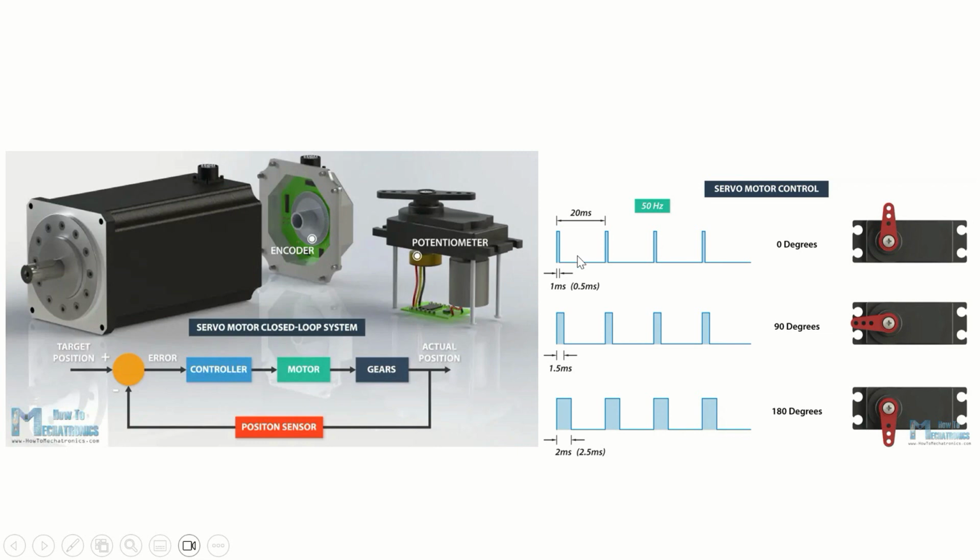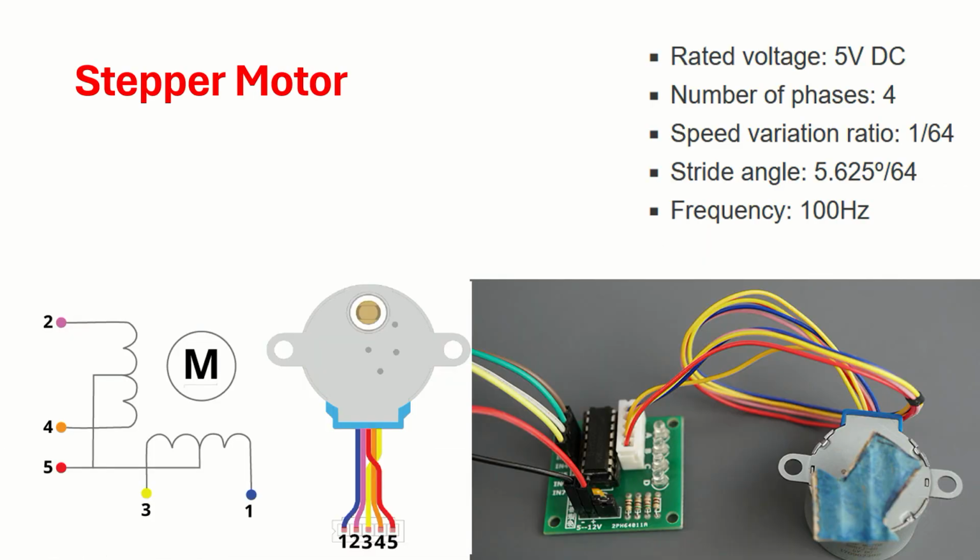Like I was saying, if you look at the pulse pattern with an interval of 20 milliseconds, so 50 hertz, that is the speed you can achieve, because between one pulse and the next pulse, the delay involved is 20 milliseconds. So 0.5 milliseconds gives 0 degrees, 1.5 milliseconds will give you a displacement of 90 degrees, and 2 milliseconds will give you a displacement of 180 degrees.